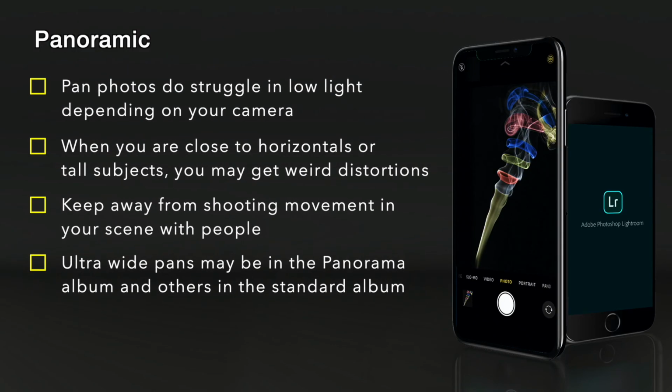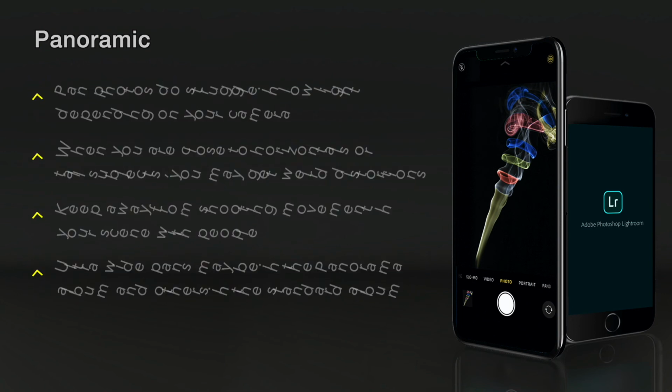When viewing your pans in the album, don't be surprised if they're split up. Some of the ultra-wide pans that you may do will be in their panoramic folder. The others will just appear in your standard photo folder.